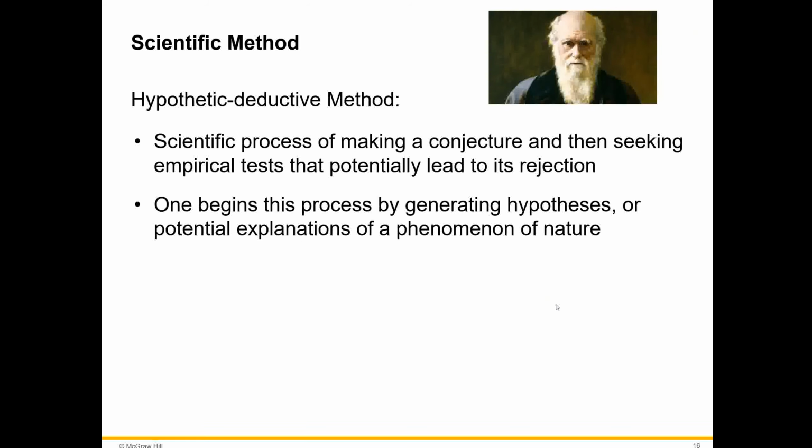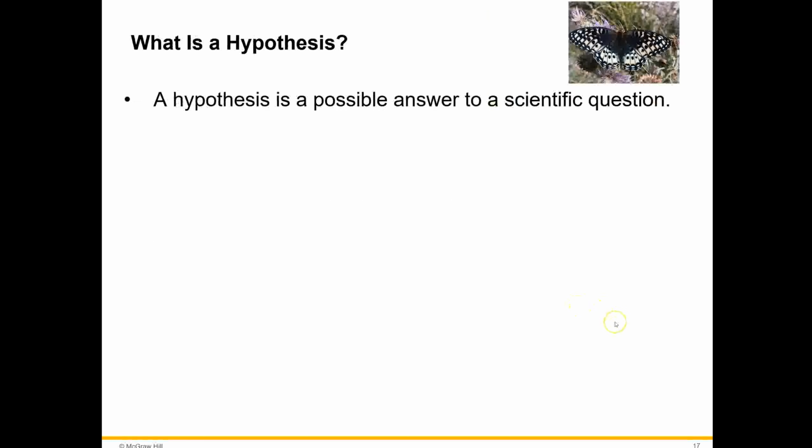So the scientific method, or the hypothetico-deductive method as we often use it, is a scientific process of making a conjecture and then seeking empirical tests that potentially lead to its rejection. So in science, we always should be looking for something that proves us wrong. That is sort of the objective. We're testing null hypotheses versus alternative hypotheses. And one begins this process by generating a hypothesis, or a potential testable explanation of some phenomena that we have observed in nature.